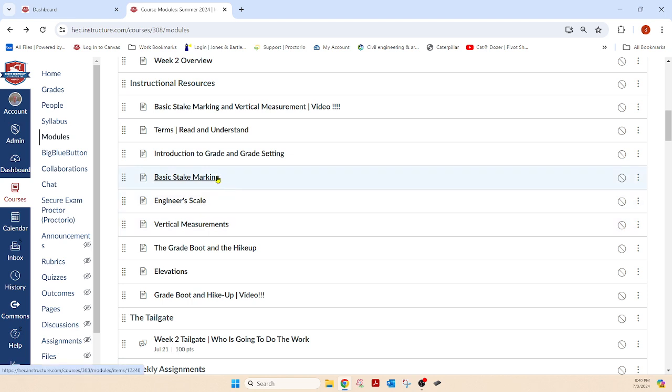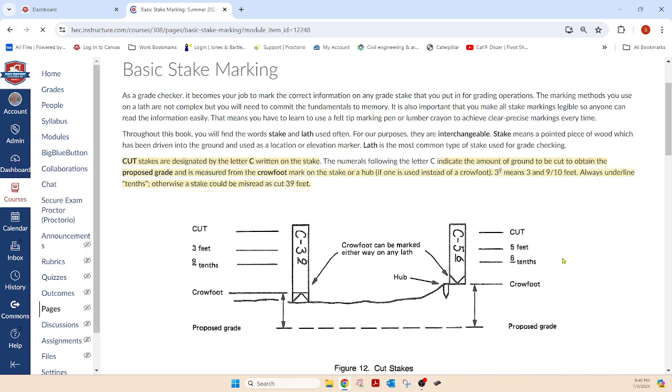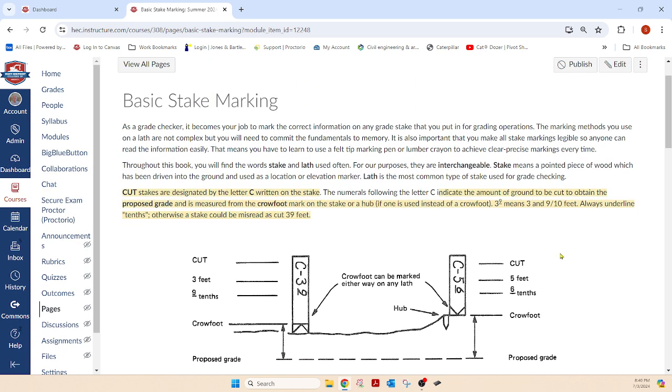Basic stake marking. Now this is where we're going to start. And so let's start. A grade checker. Now here it is. I'm going to read some and talk some and point some. The grade checker, it becomes your job to mark the correct information on any grade stake that you put in for grading operations, and the methods you use on a lathe are not complex, but you will need to commit the fundamentals to memory. It's also important that you make all stake markings legible so anyone can read the information easily.